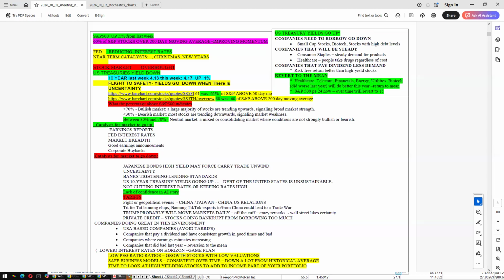Let's look at our statistics for this week. We still have some momentum in the stock market where we have 61% of the S&P above the 50-day moving average. So our formula here is when you have 70% or more above the moving averages, that is a bull market because you have a lot of momentum and stocks are going up. And right now we're kind of in between bullish and bearish.